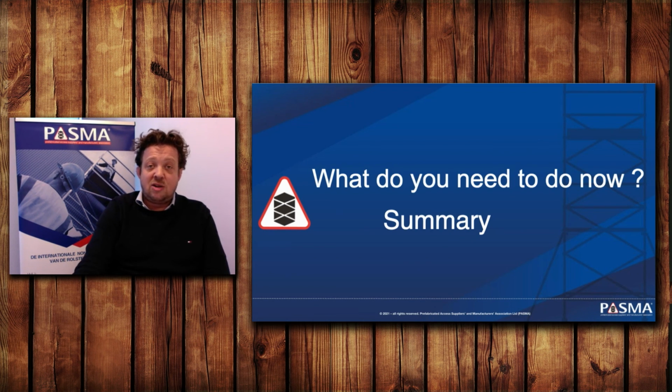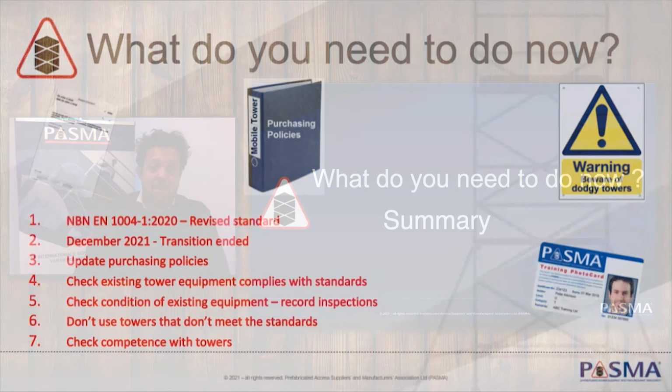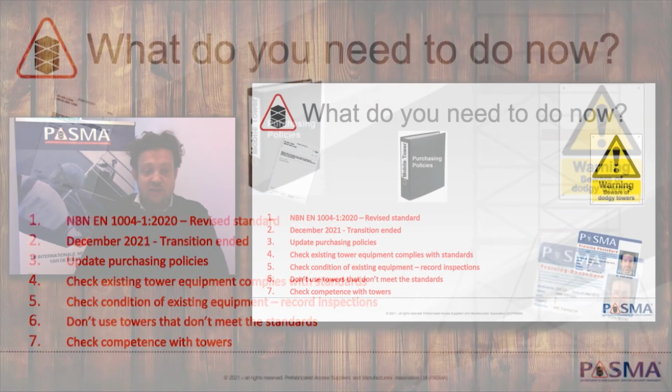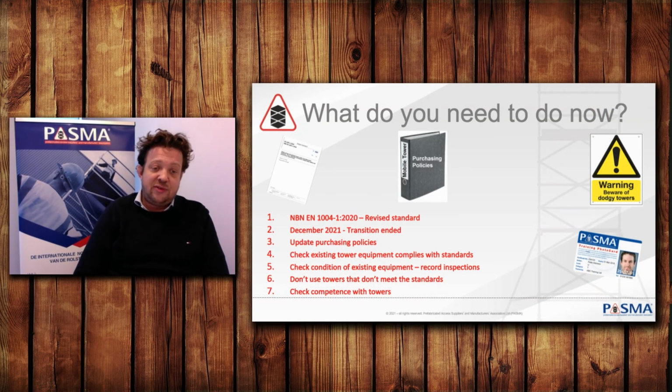So, let's summarize on the points of today. These are the magic 7 things you need to know and what you need to do now. The NBN EN 1004 is now NBN EN 1004 Part 1 2020. A transition from the previous version ended in December 2021. After that, all towers manufactured and supplied should meet the new standard EN 1004 Part 1 2020 standard.